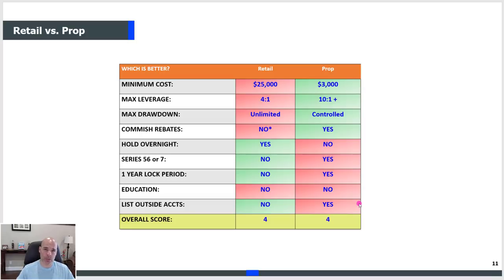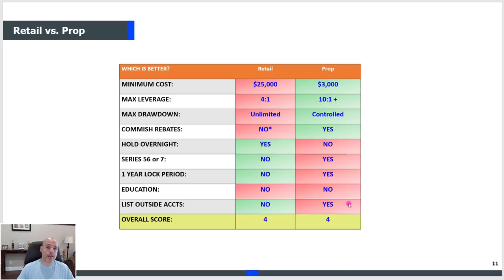$25 a month is usually the fee. For me, that's incredible. It's one of the biggest reasons that I left the prop firm some 6 or 7 years ago when they started talking about doing these things. You guys have to realize that 10, 15 years ago, prop firms didn't have a series test. You could just join a prop firm without having a FINRA license, and you didn't have to list outside accounts. Now you have to do both of those things.